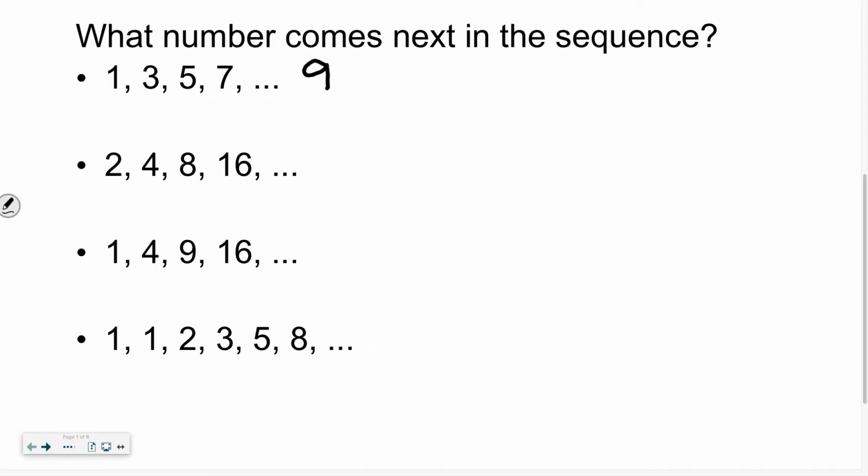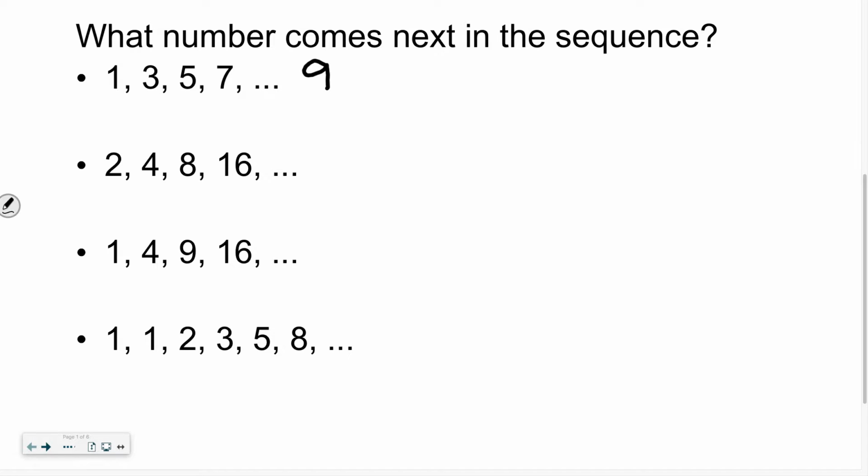Odd numbers? Anybody else describe it differently than just the list of odd numbers? Oh, you're going up by 2, add 2, something like that. So what we're going to find is sometimes there are multiple ways to describe the same pattern. That's something I want you to focus on today: how in words you can describe patterns.